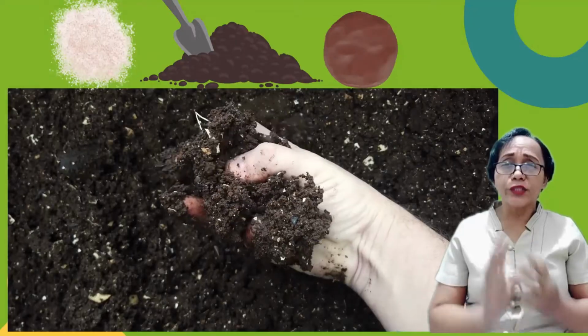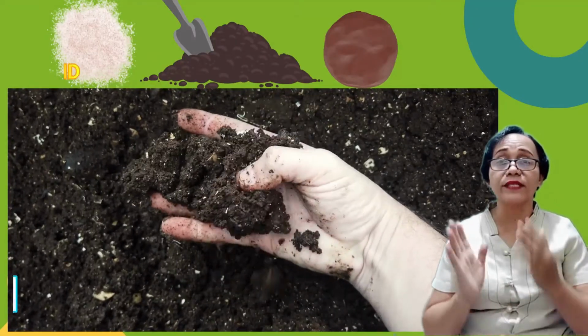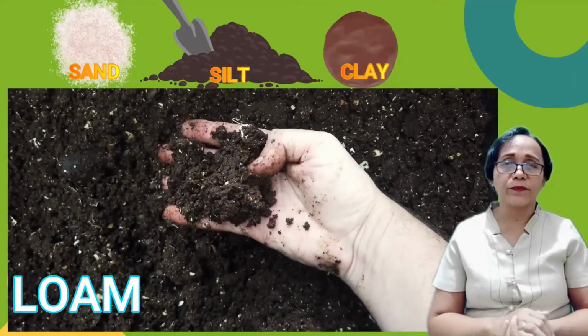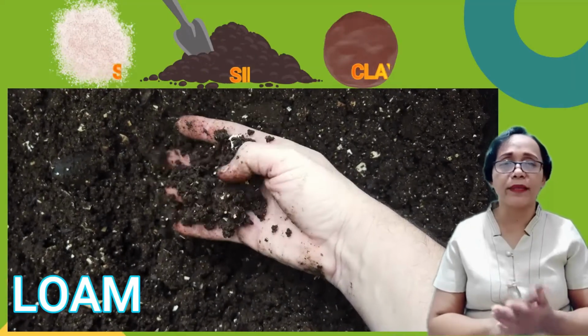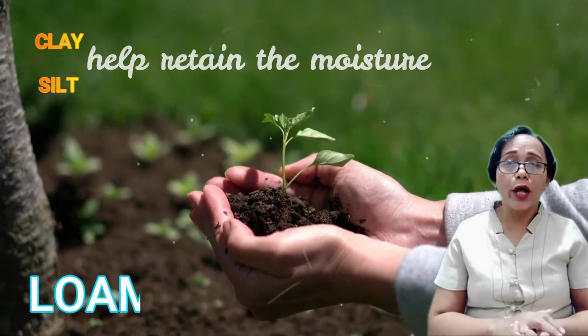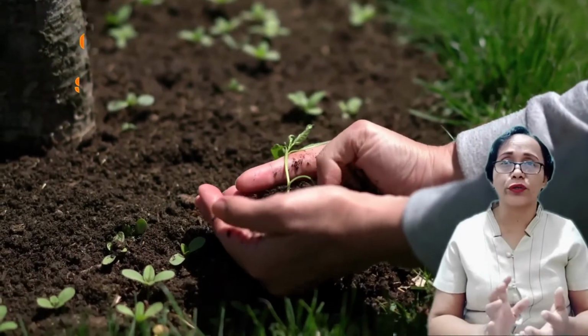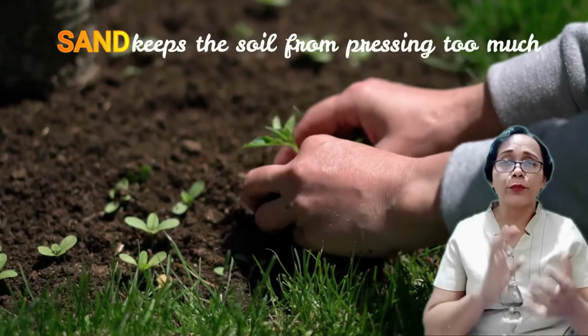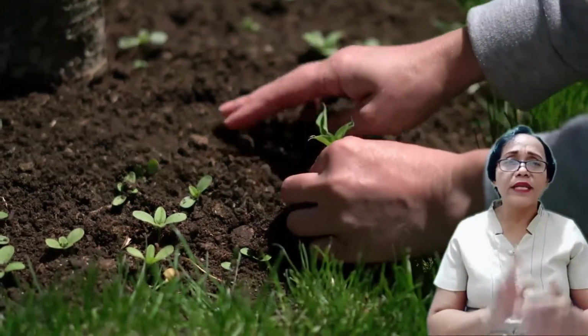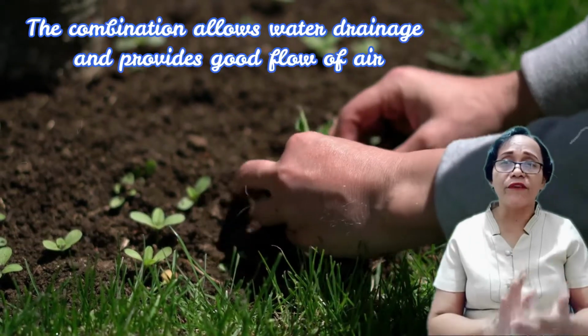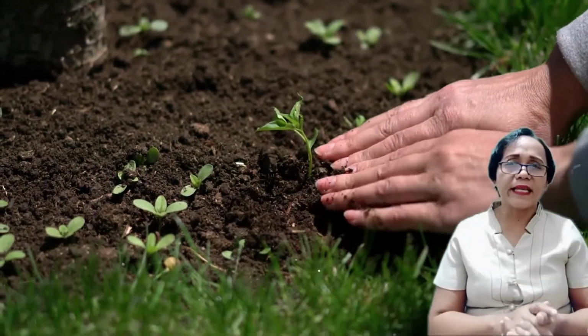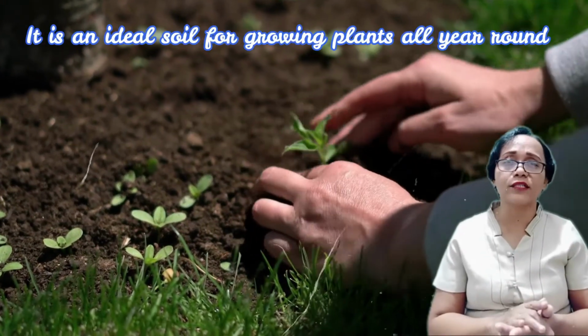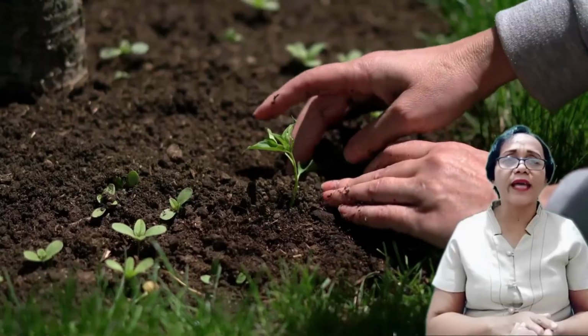Loam is a soil mixture that has a good amount of sand, silt, and clay. It is the best soil for growing plants. The clay and silt help retain the moisture or water and nutrients from the soil, while the sand keeps the soil from pressing too much. The combination allows water drainage and provides good flow of air. It is an ideal soil for growing plants all year round. It does not dry out in summer or clog with water during rainy days.